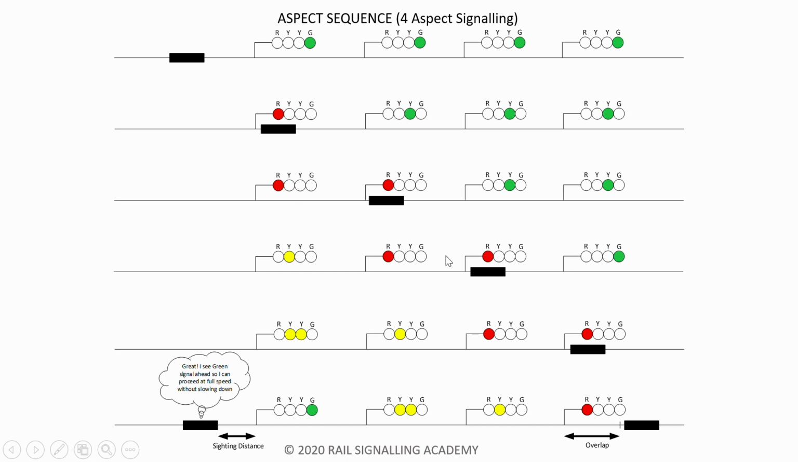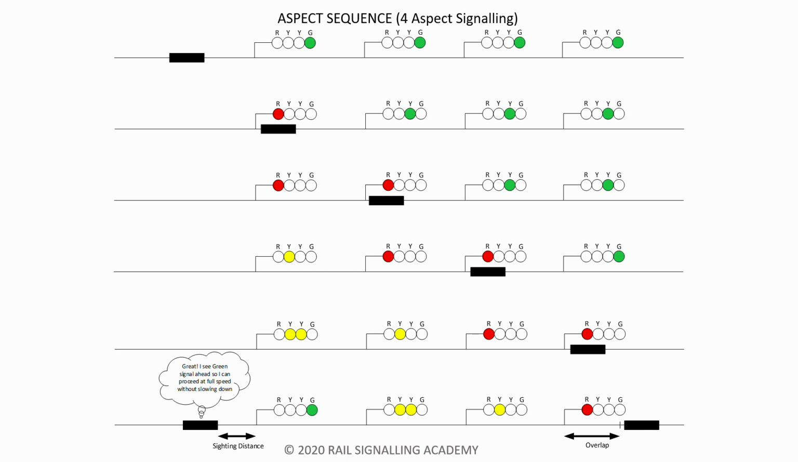And that's what happens in the next scenario. As soon as the train clears the overlap, this signal can finally upgrade to yellow. Then the train moves on to the next section. Now this signal upgrades to double yellow. This signal upgrades to yellow. This stays at red. And as soon as the train finally clears the overlap, that's when the entry signal is able to upgrade to green.